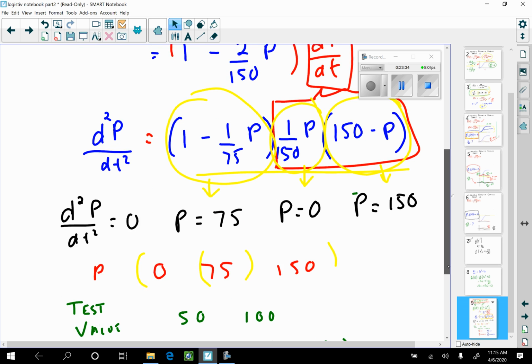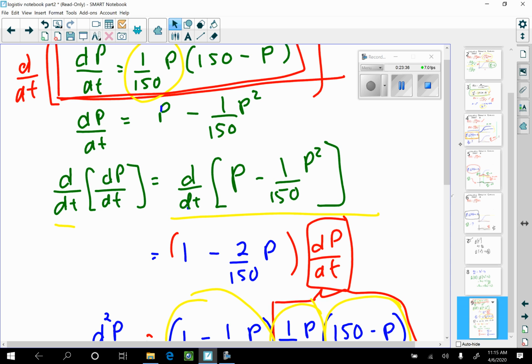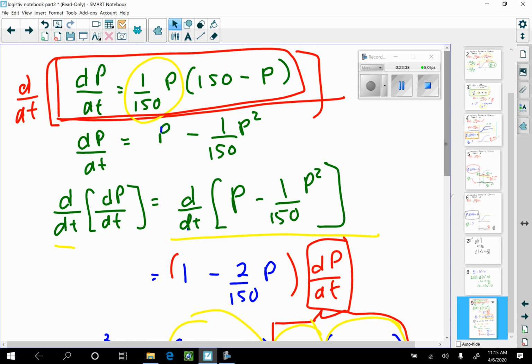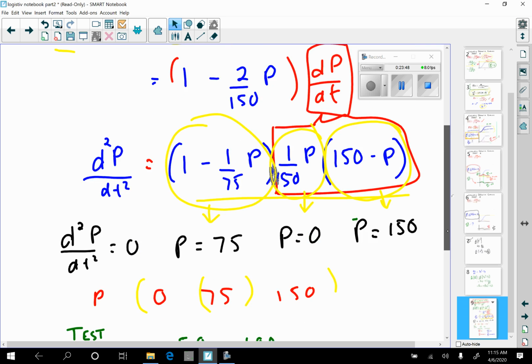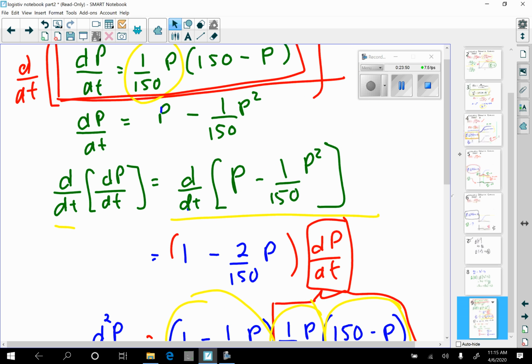I'm going to have one more video about how to come up with the graph of a logistic curve just given the dP/dt, the differential equation. But for right now, I would watch this video, get what you can out of it. I will have some assessment type problems, some free response type problems to go along with this.